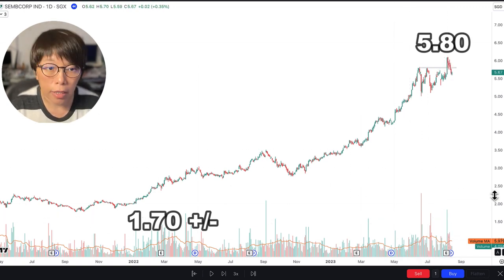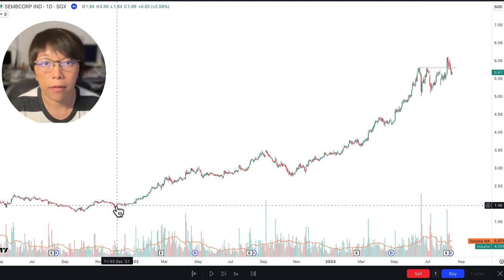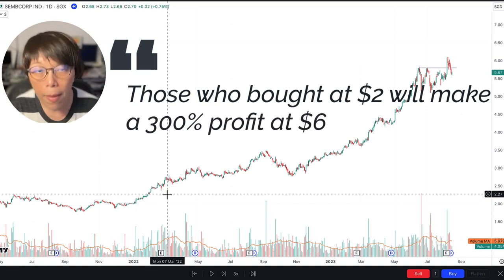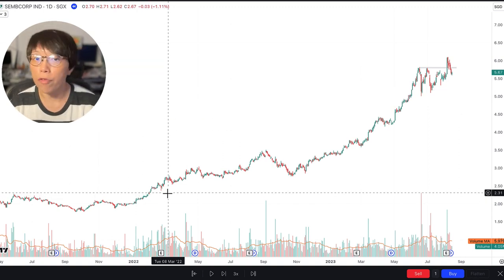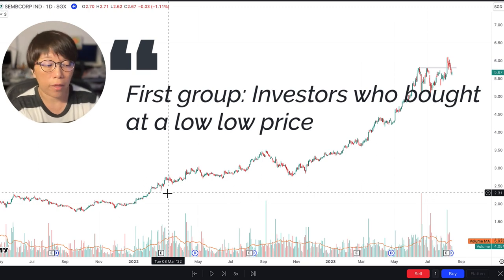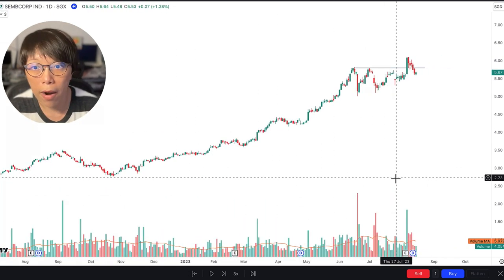Now if you bought in at $6, this also means that there are some group of people who bought in, let's say, at maybe 180, at $2, at $3, at $4, or even at $5. When they go to $6, they are taking profit. There are three groups of people here. One, people who bought in at the earlier price, as I said, they are taking profit after they see that price cannot sustain the high price.